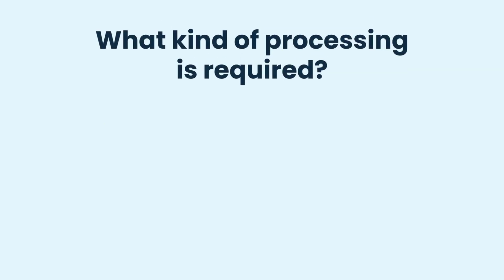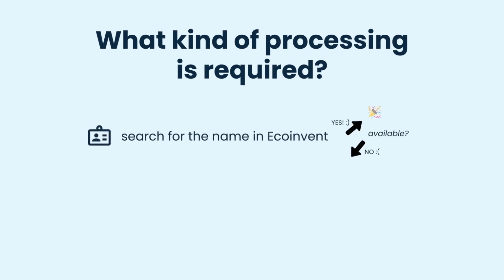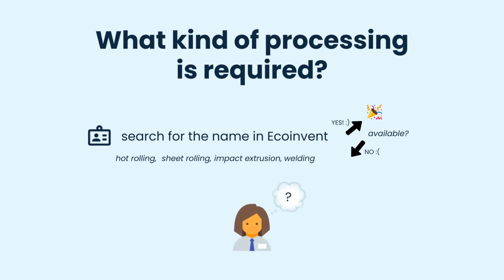Once you've found a representative dataset for the material, consider the processing of the metal. First, search for the name of your part to see if it's available in the Ecoinvent database. If it's not, there are many different processing options in Ecoinvent, such as hot rolling, sheet rolling, impact extrusion, welding, and so on. If you don't know how your part is manufactured, research common practices for your part online, for example through how it's made videos.